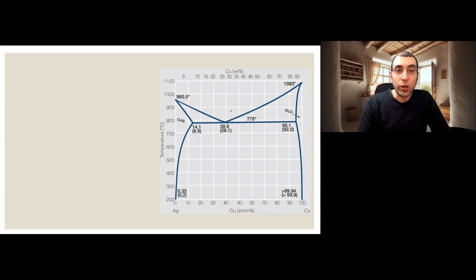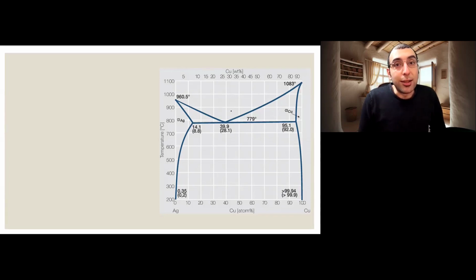Hi everyone, welcome back. Today we're going to start with phase diagrams, this time for partial solubility. We're going to do the same practice of phase fraction and also calculation of compositions for this kind of phase diagrams. I put the link into the description for the previous course.